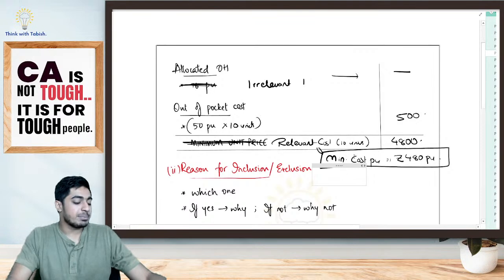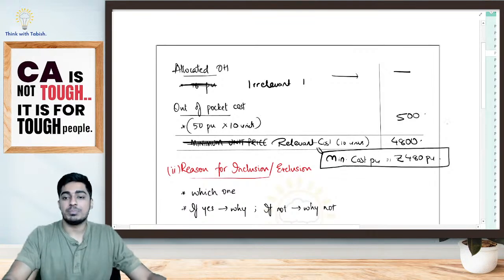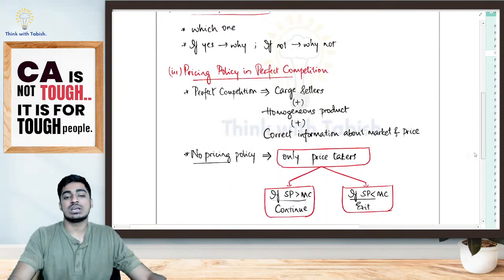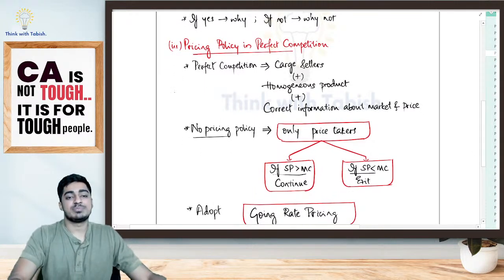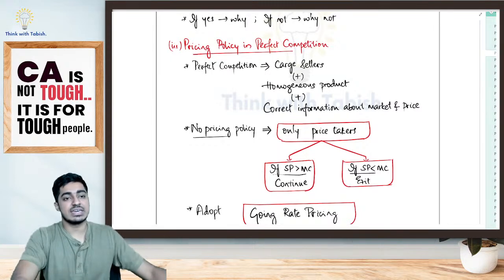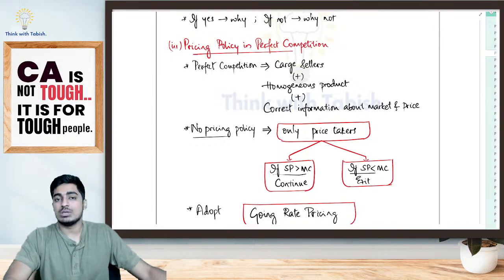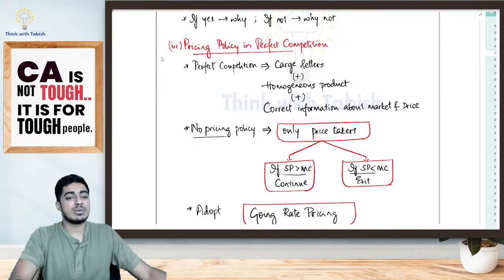Next, advise a pricing policy in perfect competition. This is one thing which will come in the chapter on pricing decisions. The next chapter we are going to deal with is pricing policy in perfect competition. 4 different types of market structures are there: perfect competition, monopoly, monopolistic competition, oligopoly. This will come in the next chapter.